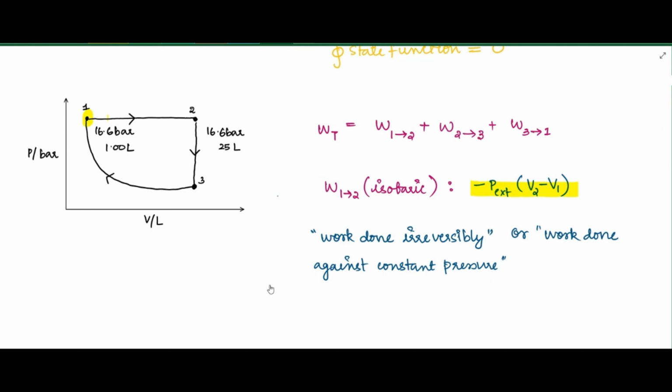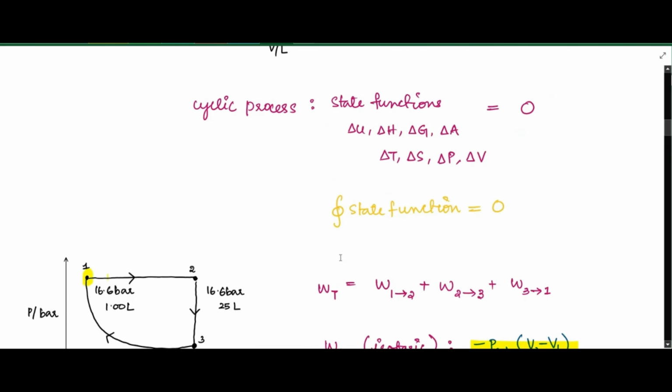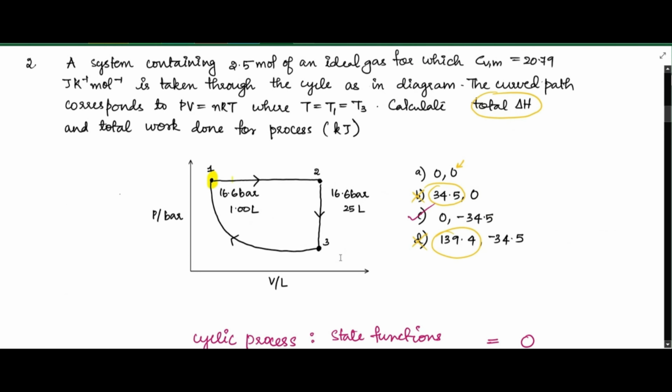So let's put the values. What is given? The pressure given to us is 16.6 bar, with final volume of 25 liters and initial volume of 1 liter. So minus 16.6 into 24, but don't write it down like that. Be very careful. The options given in the question are in kilojoules, which is the SI unit. And what is given here is in bar and liters.